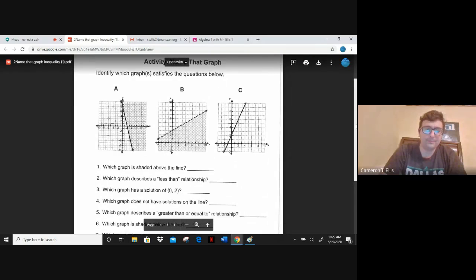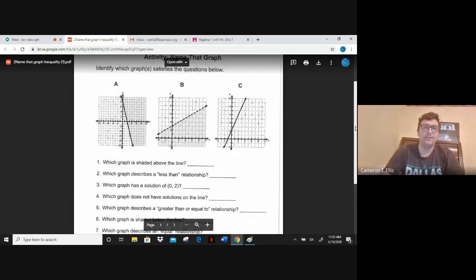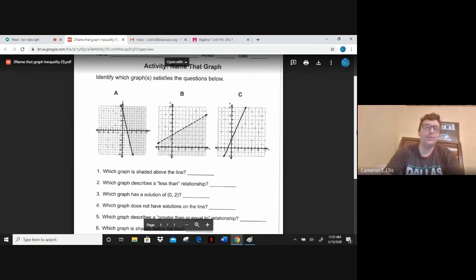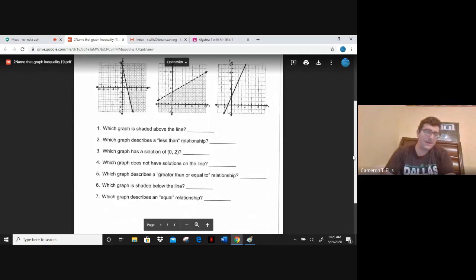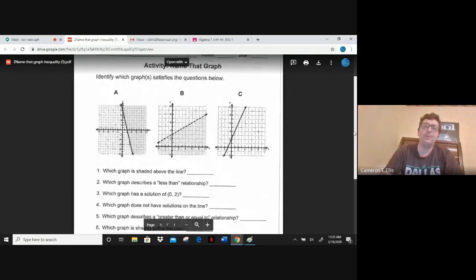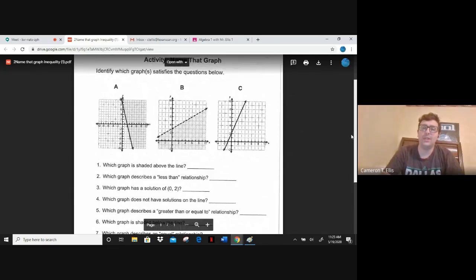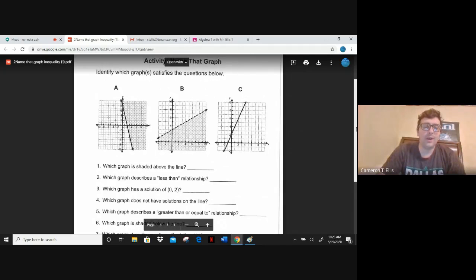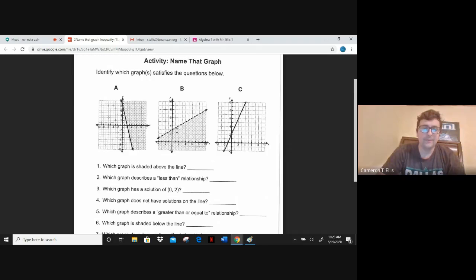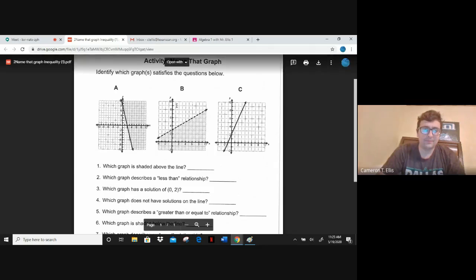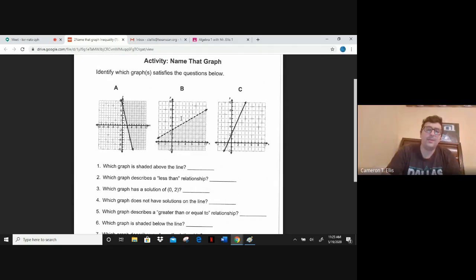All right. So right off the bat, I'll start off with one, right? And all these guys, every single problem here, it's just which graph is the right one, right? A, B, or C. One of them has a couple graphs as the answer, but most of these are just individual. Pick A, B, or C, okay? So right off the bat, which graph is shaded above the line, right? Above the line. So above, upper, higher than, something like that, right?